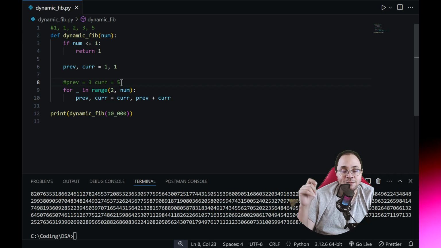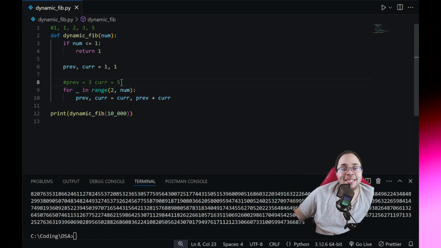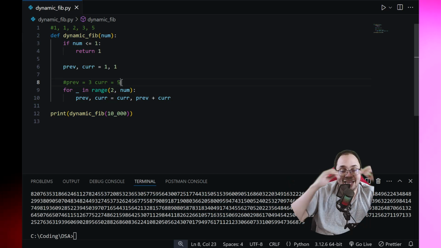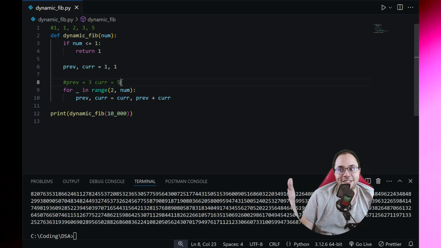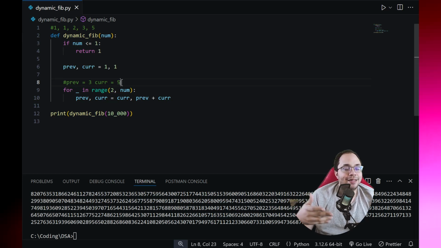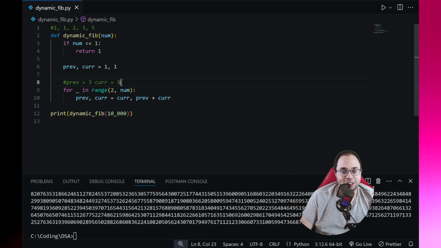Now, you may be saying, well, Jonathan, you said this was constant memory, right? And if we have Fibonacci of 1 billion, then the previous and current are going to be huge numbers. Those numbers are going to be really big, and so a big number is going to take much more memory than a number like 3 or 5, right? So 3, 5, 7, 8, they take little memory, but a billion is going to take up more space. So how could it be constant?